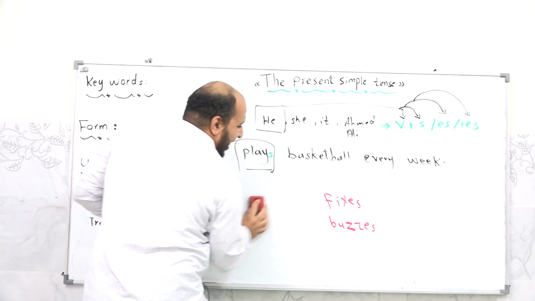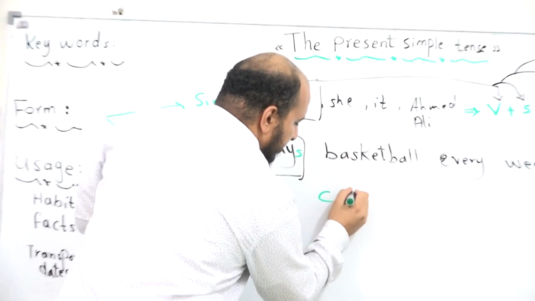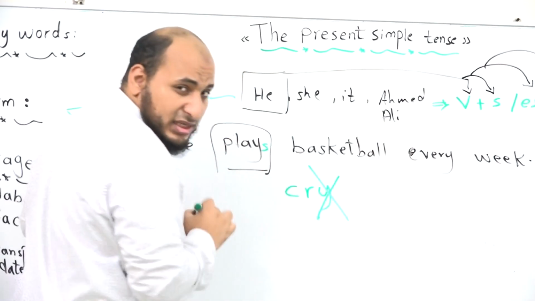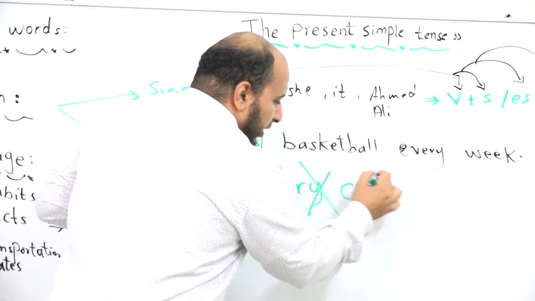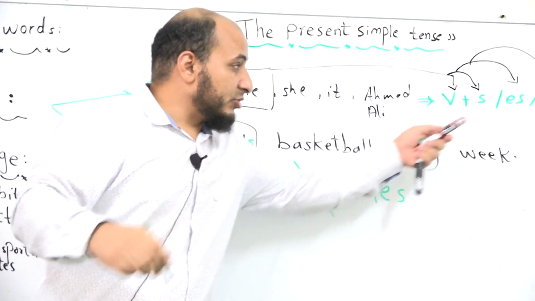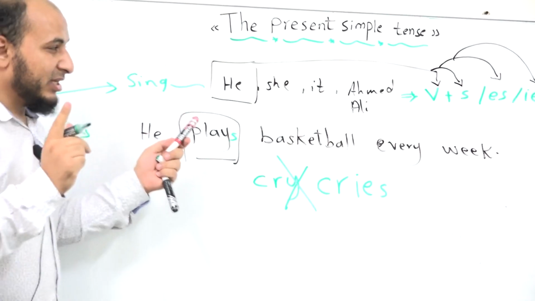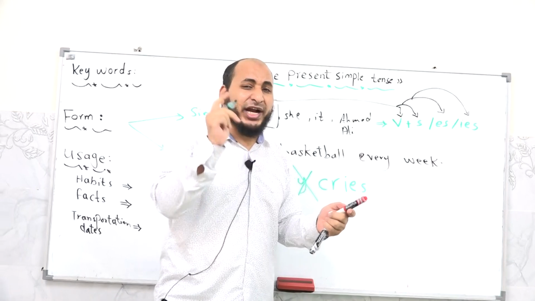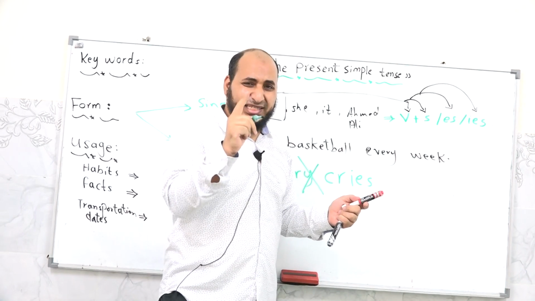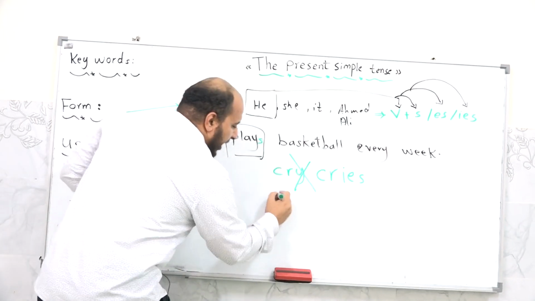You can add IES to a verb that ends in Y, like cry. What's the meaning of cry? Okay, you can omit Y and put I, E, S. But you should know that I, E, S, or E, S, or S goes with he, she, it, Ahmed, or any singular pronoun. You should take it with the one person. Okay, you can see study.